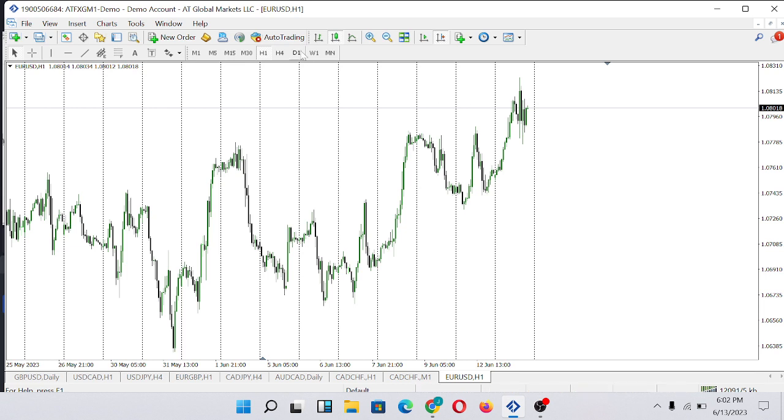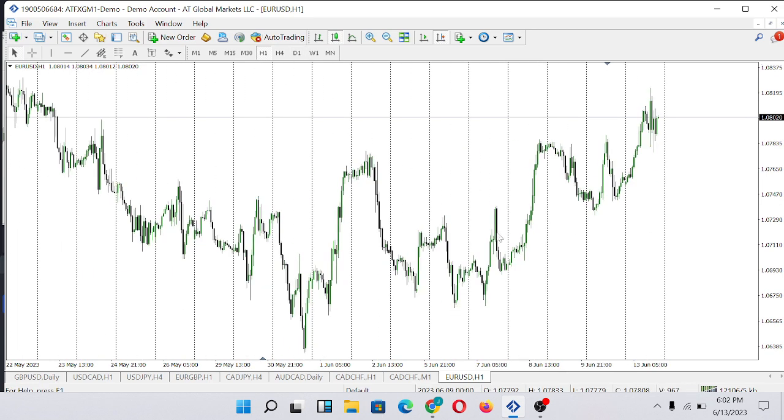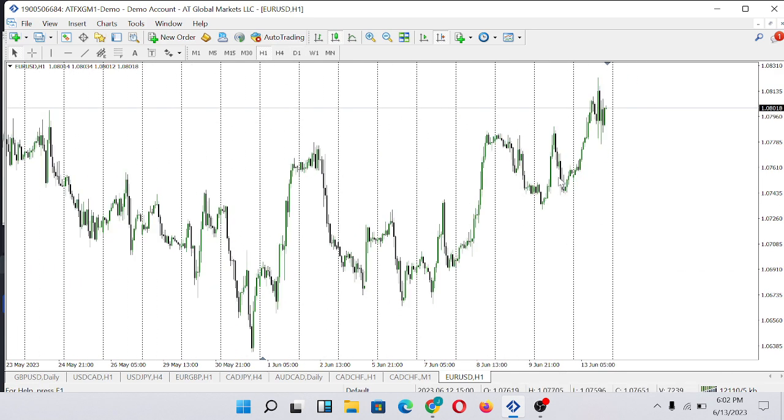So mind you, we've already checked from D1 that it is an uptrend, right? So your setup now, what you'll be looking for is what? A buy setup, since your daily has shown that it's an uptrend. You don't go against the trend. It's not advisable to go against the trend, okay?